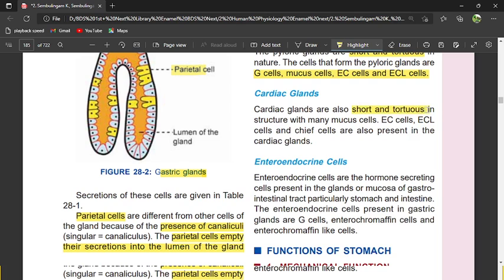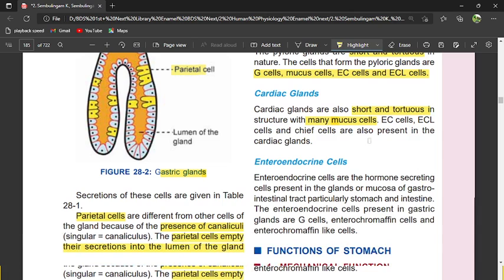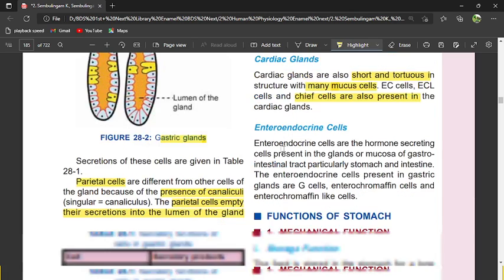Okay, the cardiac glands are also short and tortuous and they give mucus. The cardiac gland has many mucus cells. It has ECL cells, and these cells are also present in the cardiac glands.